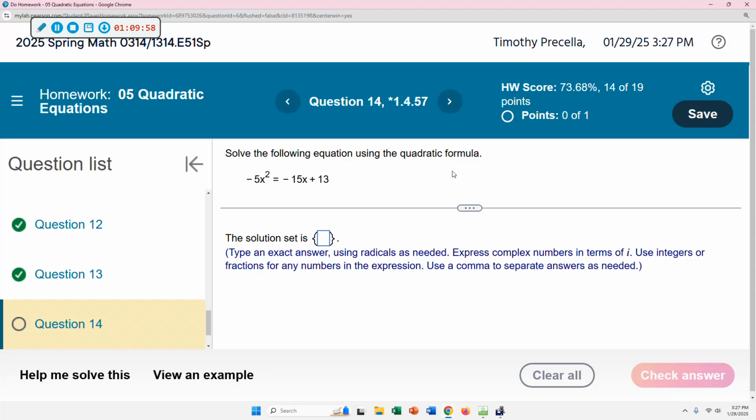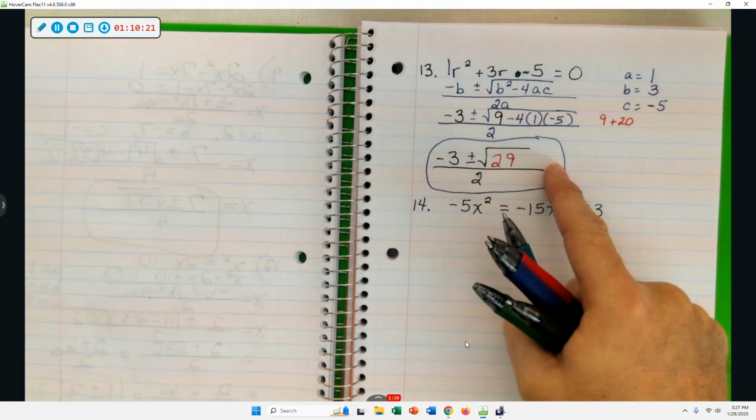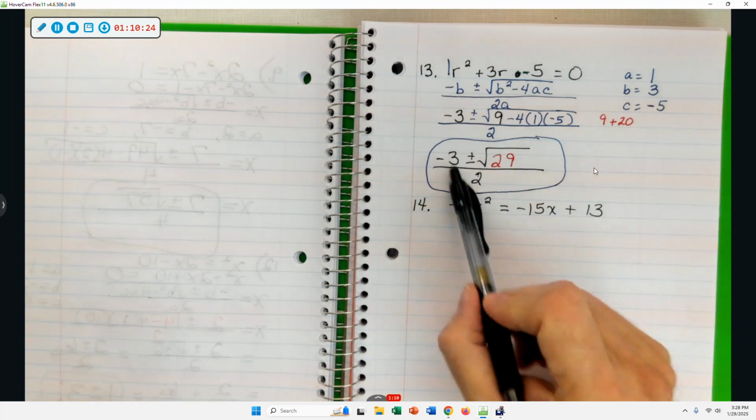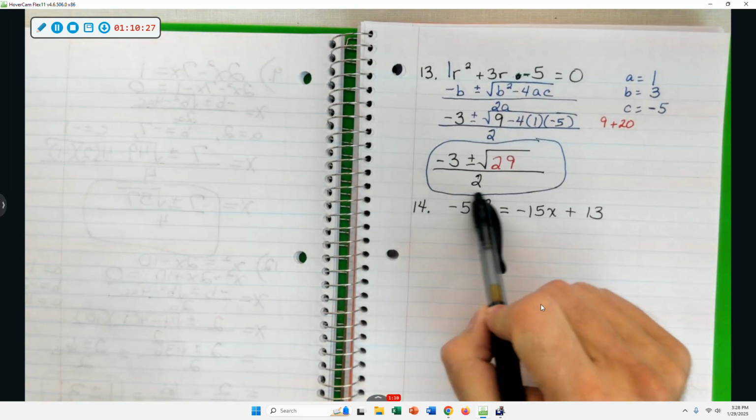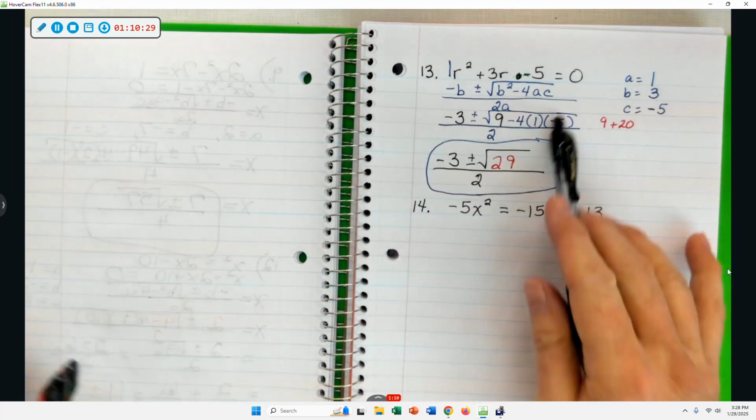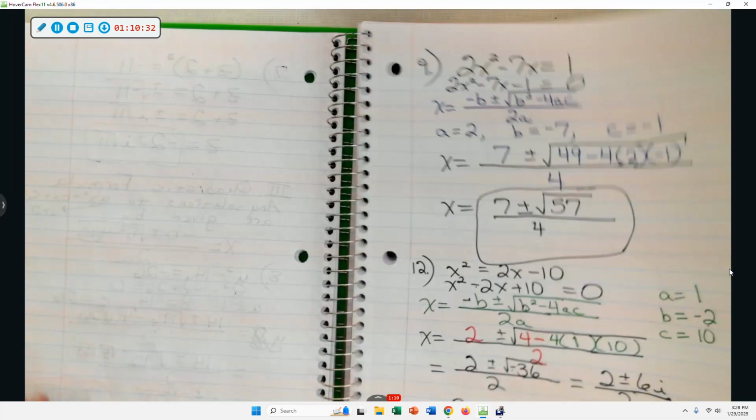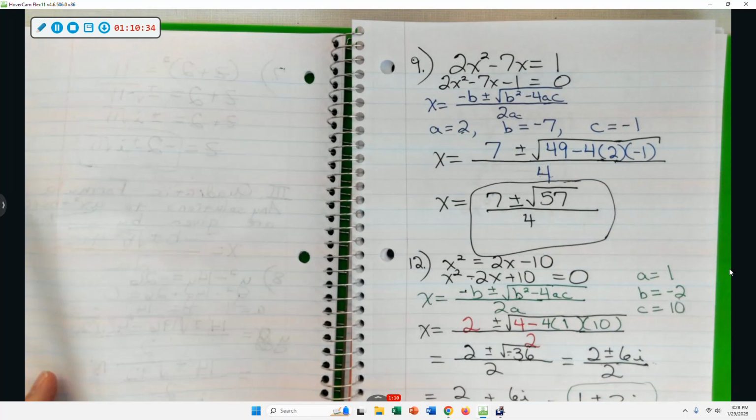I've noticed something. If they tell you to use the quadratic formula in the instructions, that means it's not factorable. But if you were able to solve by factoring, you'd still get the same answer. But number 13, could you have gotten this answer by factoring? No. This is one that could not have been factored. None of the ones that we're using the quadratic formula on could be factored.